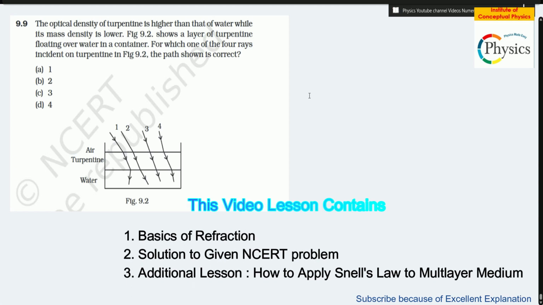Right, good morning and welcome to this solution and explanation from NCERT Exemplar. This is the topic of ray optics and question number 9.9 in NCERT Exemplar of class 12. Now let's read the question.